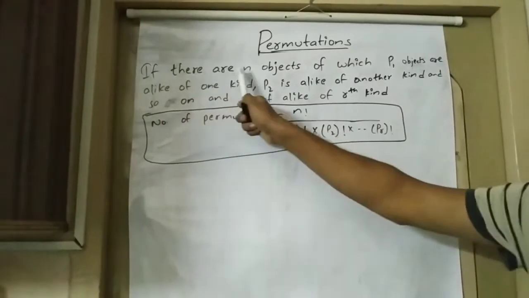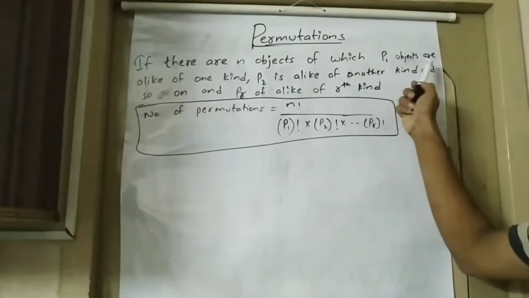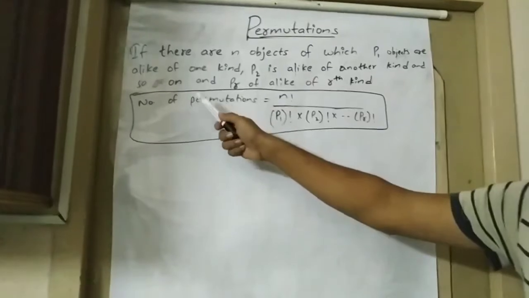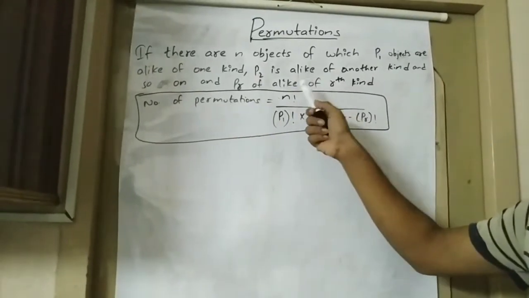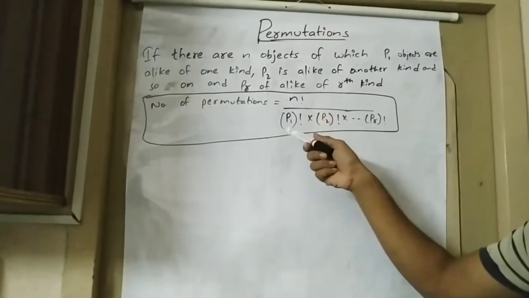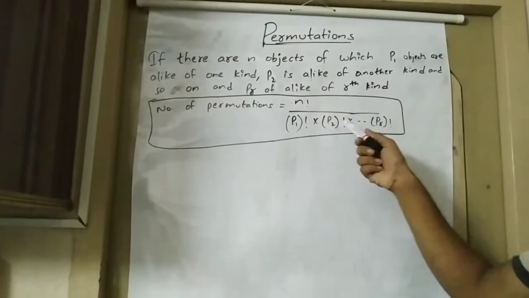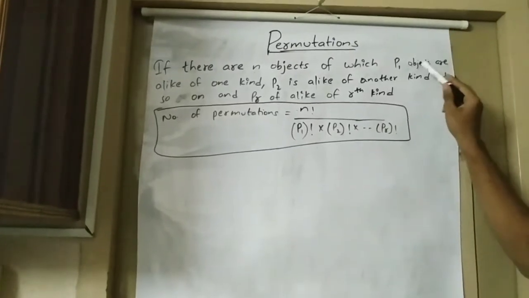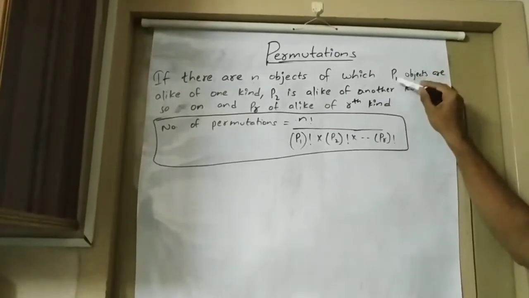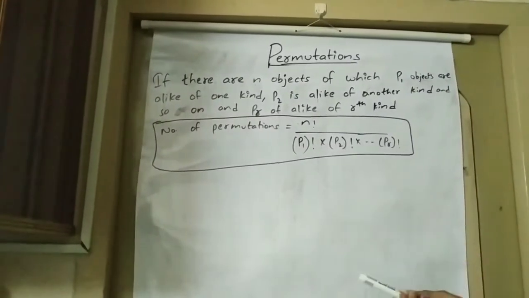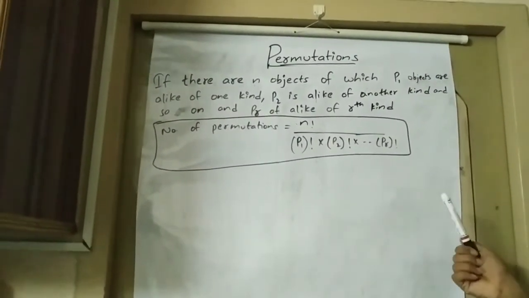If there are n objects of which P1 objects are alike of one kind, P2 are alike of another kind, and so on up to Pr of r kind, then the number of permutations is n factorial by P1 factorial into P2 factorial up to Pr factorial. It means if an alphabet or number is repeated P1 times, then divide by P1 factorial. We will look into a few examples to understand this concept.